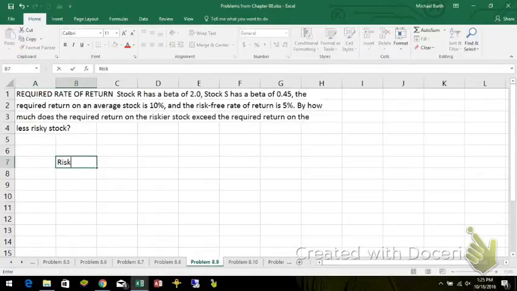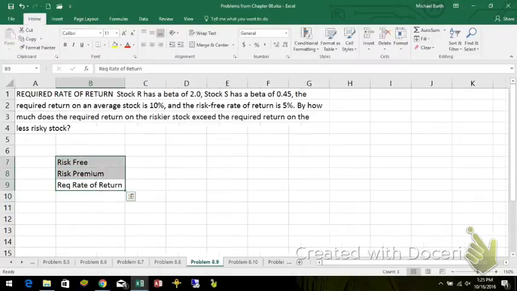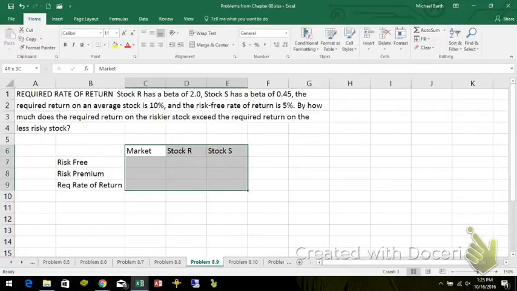Well, take the risk-free rate and then take the risk premium, and those together make up the required rate of return. Let's start out with the market, then we'll do stock R and stock S. R for risky, S for not so risky.